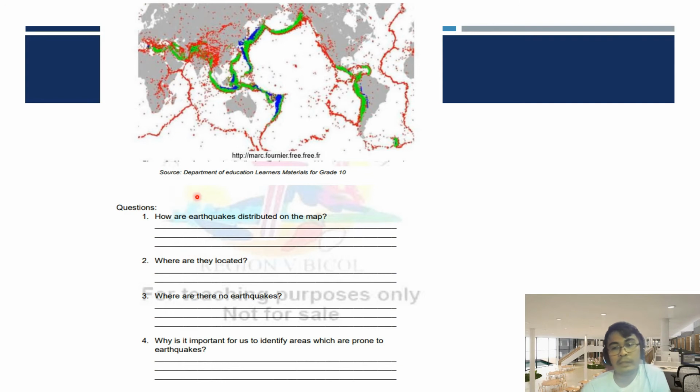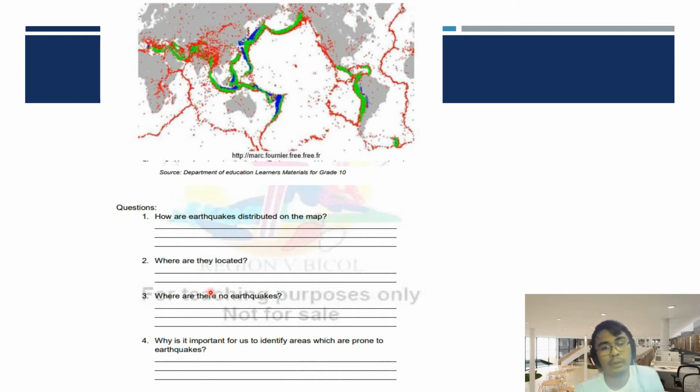So, after that, you need to answer the following questions. How are earthquakes distributed on the map? Paano ba siya nakikita? Paano ba siya nakalagay dyan sa mapang yan? Okay? Where are they located? Saan ba sila kadalasan nakikita? Okay? Number 3, may mga lugar ba kung saan walang earthquake na nangyari? You can name them in this item.